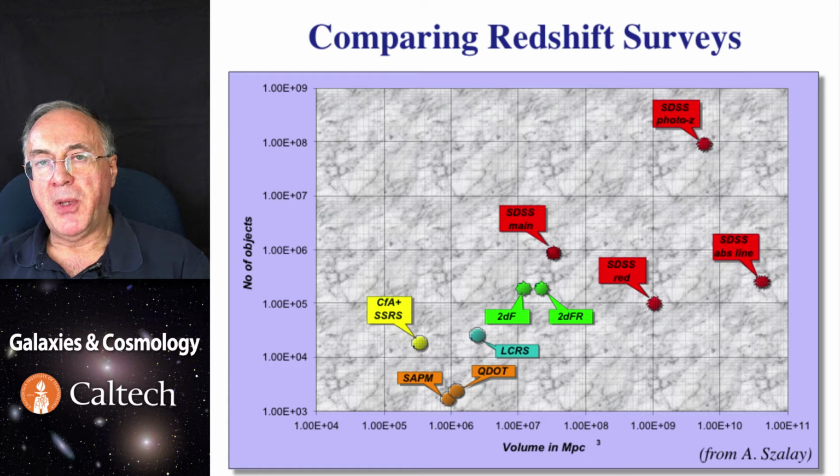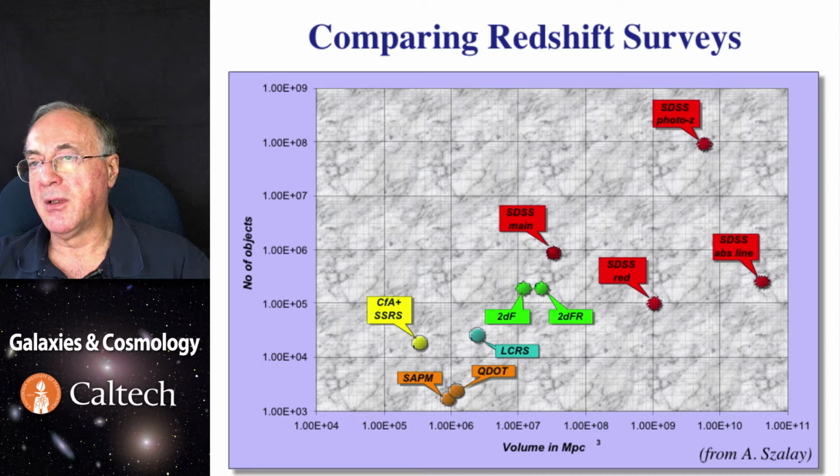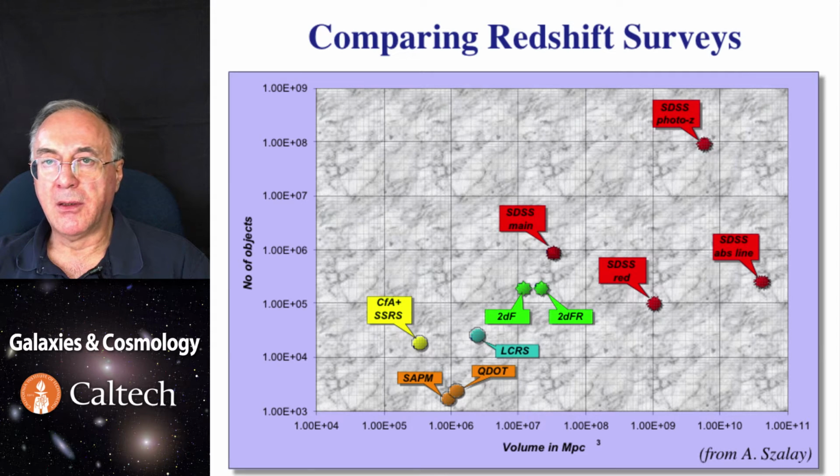So here is a comparison of some of the redshift surveys. There are many ways in which you can compare redshift surveys. In this particular case, it is the number of objects measured versus the volume of space that's been covered. Obviously, the deeper you go, you get more volume at the expense of taking more spectra, having more objects. Now, SDSS main is the actual Sloan redshift survey. They had a few others.